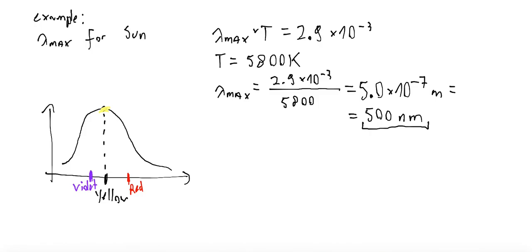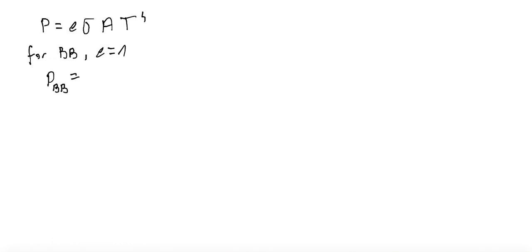Okay, so let's conclude this lesson. We were talking about the black body. So black body is an object which is a perfect emitter or perfect absorber. We're talking about Stefan-Boltzmann law, which says that power emitted is emissivity, Stefan-Boltzmann constant, surface area, and temperature to the power of 4. And for black body, where emissivity is equal to 1, we can write this equation as sigma A T to the power of 4.